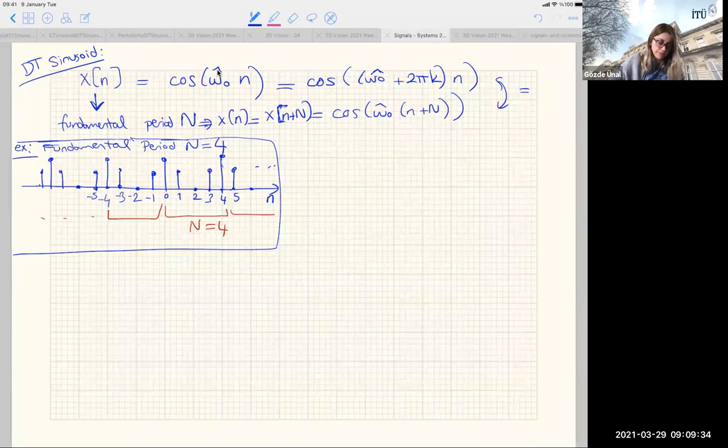We will come up with something. From here, I can see that omega 0 hat times n is equal to omega 0 hat n. No, actually, I need 2 pi k. So this is really omega 0 hat capital N equals 2 pi k.